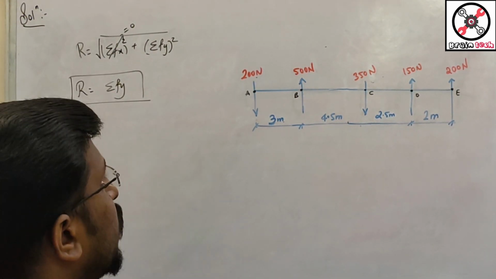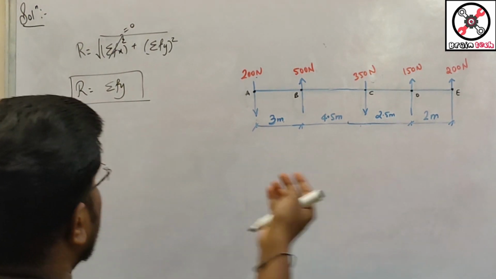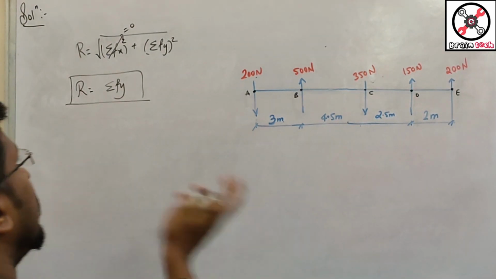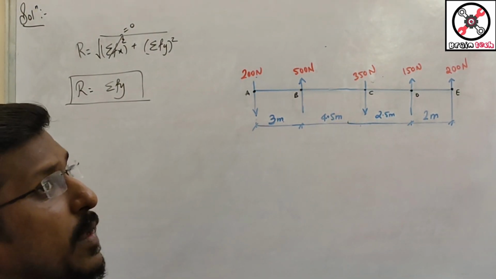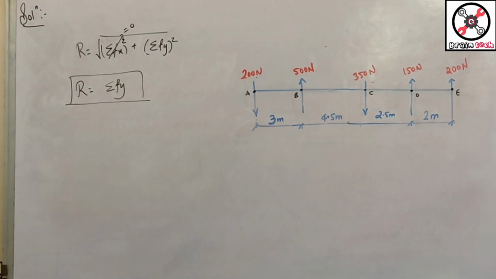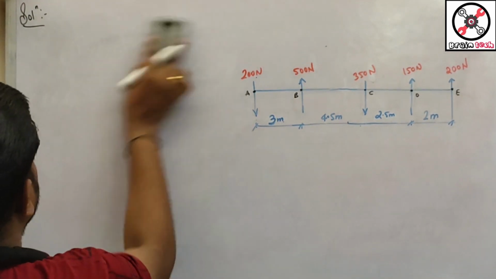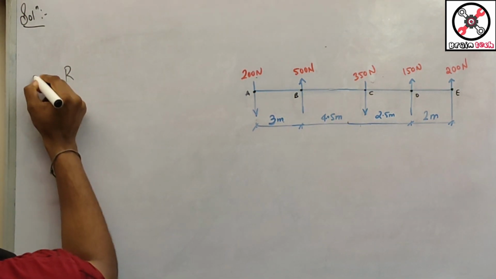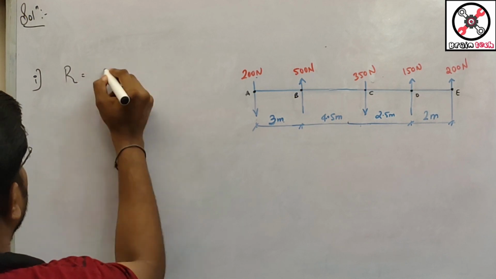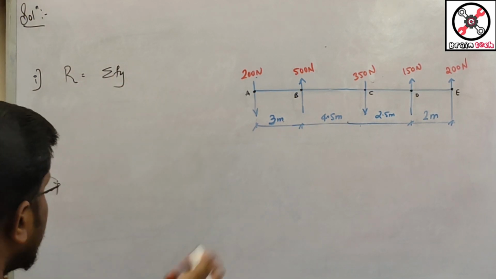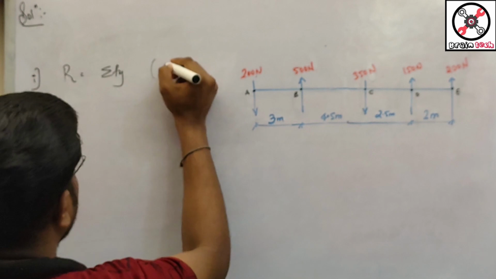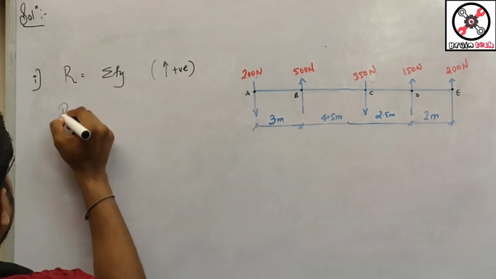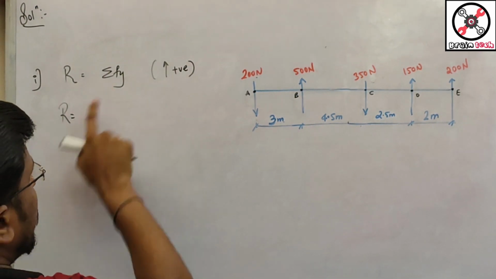With this we come to know that if the forces are vertical, then resultant will be summation F of y. If the forces are horizontal, then resultant will be summation F of x. Simple, very straightforward. So now we'll apply this and we'll see how we get the answer. So I'll say step 1, resultant is equal to summation F of y. Here my sign convention says that whatever goes upward will be taken as positive. So to find resultant is equal to summation F of y.